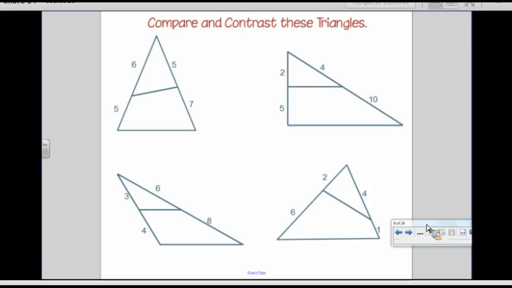Look at the side lengths and compare them in the different triangles, the different numbers up there. Compare those numbers. Specifically look at what this segment is doing to the side. Look at 5 to 7 and 6 to 5. Is there any pattern there? Look at 2 and 4 and the 5 and the 10. The 2 and the 4 and the 6 and the 1. 3 and the 6 and the 4 and the 8. Can I see what's going on in certain triangles but not in the other ones?